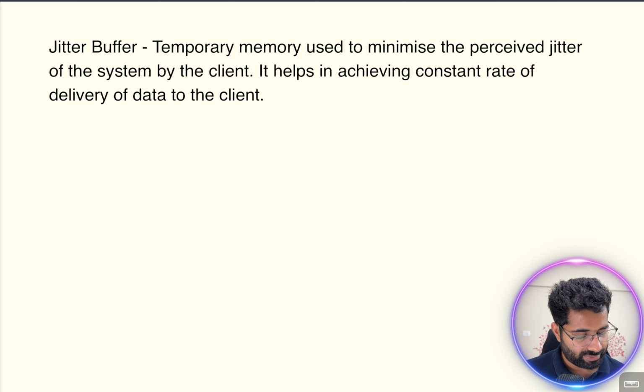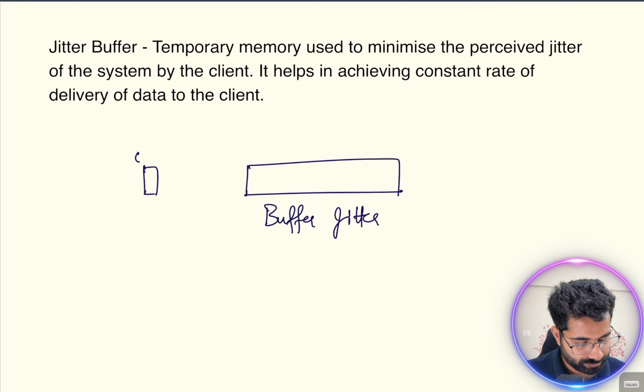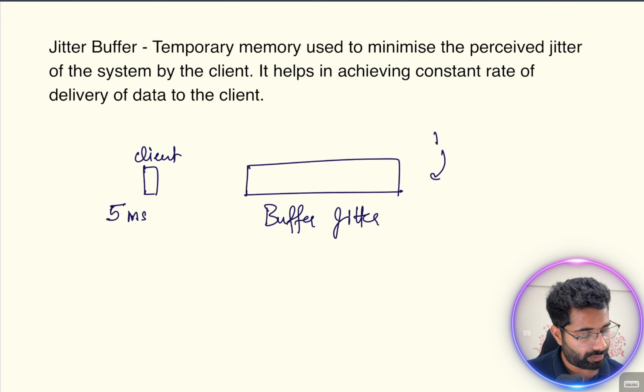So how do we do that? Let's see with the help of an example. Let's say we have a jitter buffer here, and let's say this is my client. Now the client expects a request every 5 milliseconds, and we have requests coming in at different latencies. One request is coming at a latency of, let's say, 1 millisecond. The second is coming again at a difference of 1 millisecond. The third one is coming after, let's say, 2 milliseconds. The fourth one is coming after, let's say, 10 milliseconds.